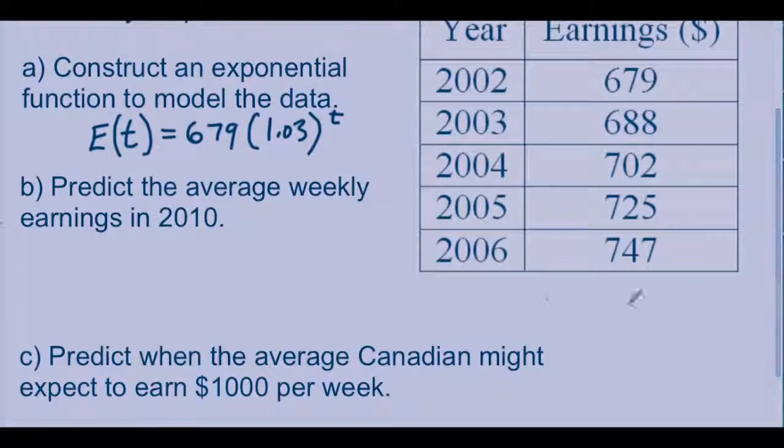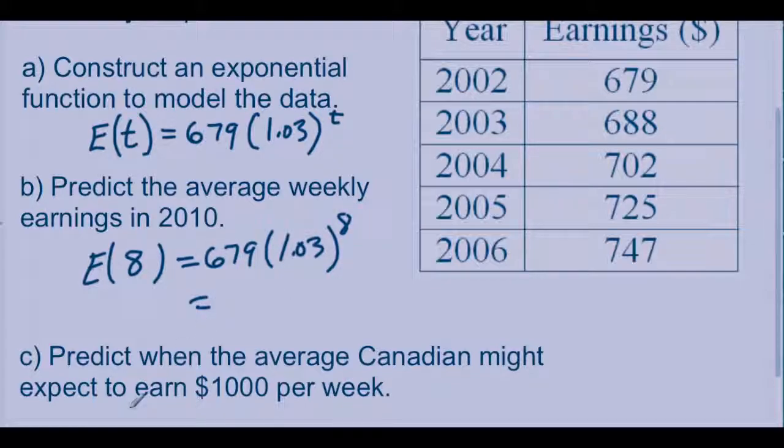Let's use it to predict the earnings in 2010. In 2010, that's going to be 8 years after 2002. So we're going to plug in 8 here, and use the calculator to crunch that out. After doing that, I get 860, and since this is money, we're going to round to 2 decimal places. I have 13688, so we got 14 cents here. So the average weekly earnings in 2010, by continuing this pattern, should be $860.14.